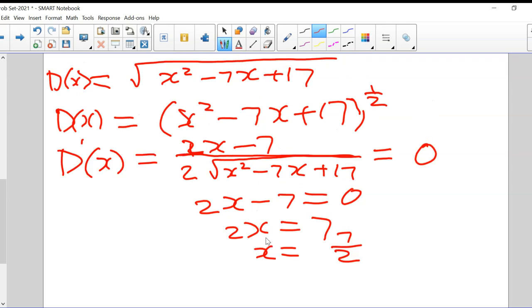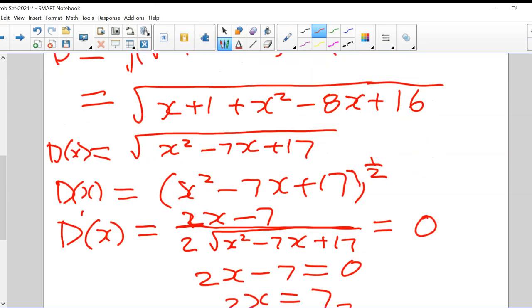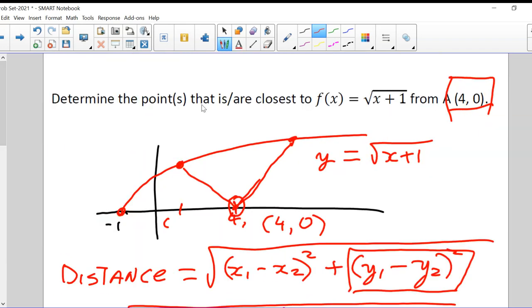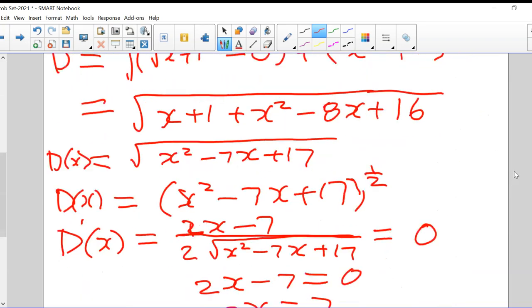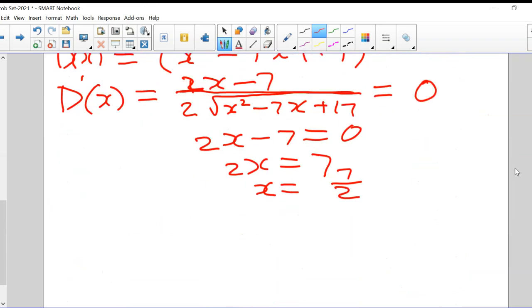Correct. Now, let me see what the question asked us, because I want to make sure we're answering the question. Determine the point that is closest to f of x from it. Okay, so we have the x value of when it is closest. So do we need to find, of course you do, Sarah, yes. And that would be an actual coordinate now, because that's what it says. Find the point or points. Turns out there's only one, by the way, that's closest to it. So we have the x value where it's closest. So we need the y value.